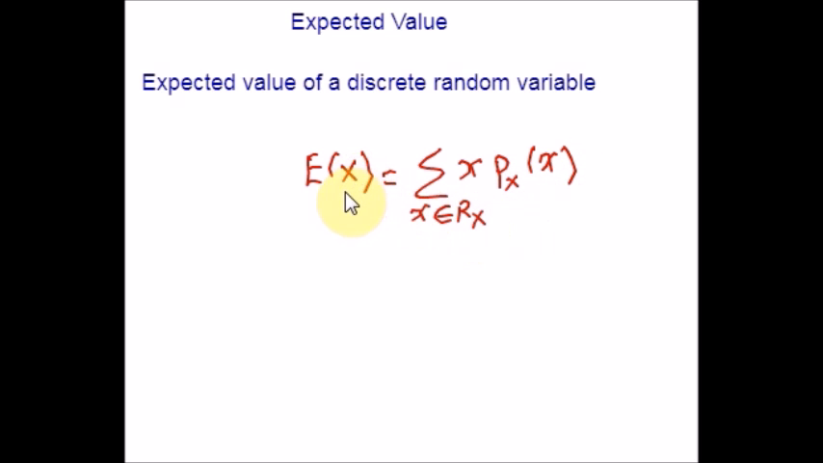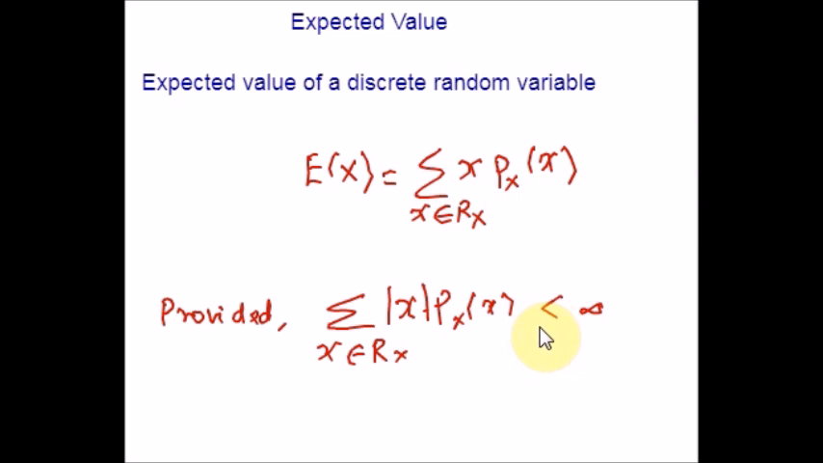Let x be a discrete random variable with a support Rx and the probability mass function px of x. The expected value of x can be written as this. You can note down the formula here. Okay, and it should be provided that for a discrete random variable this thing is less than infinity. Hope you are clear with this concept. This symbol is indicating the summation over all the elements of the support Rx. Let me show you one example.